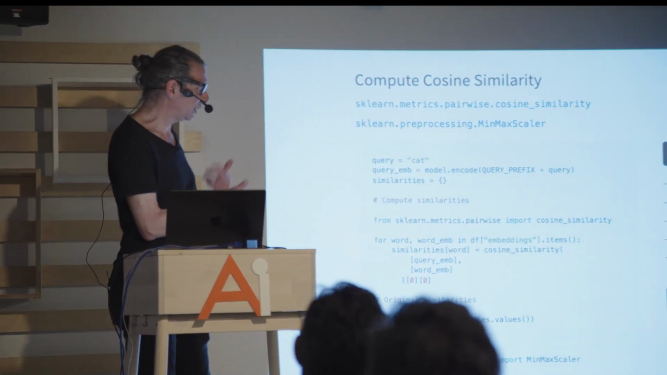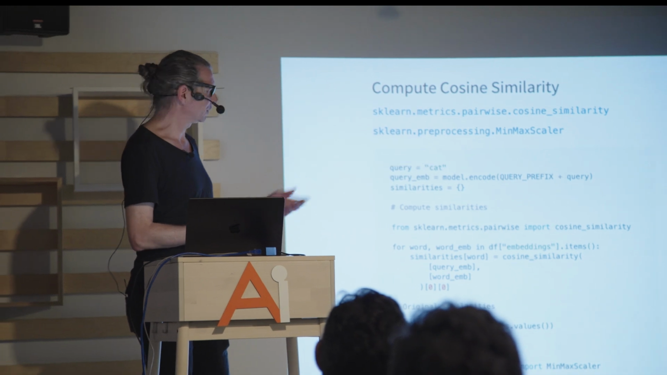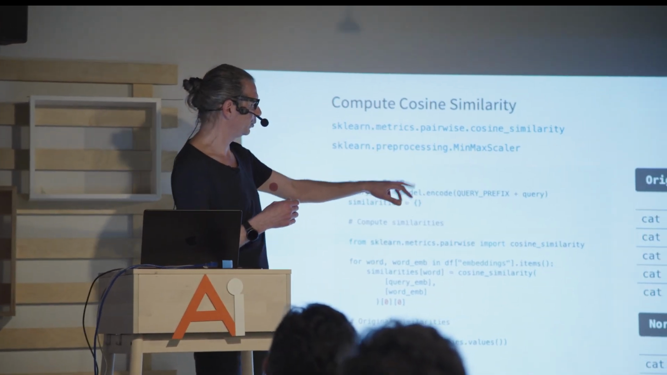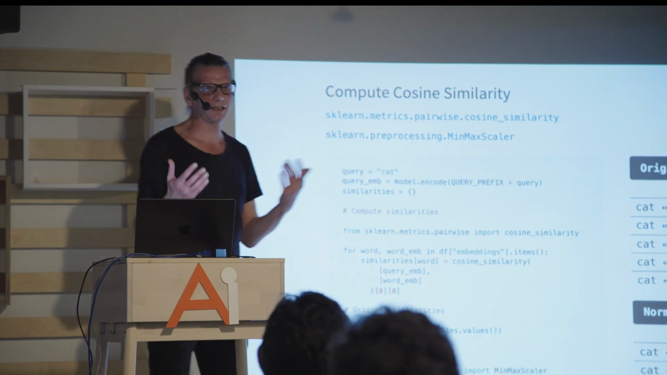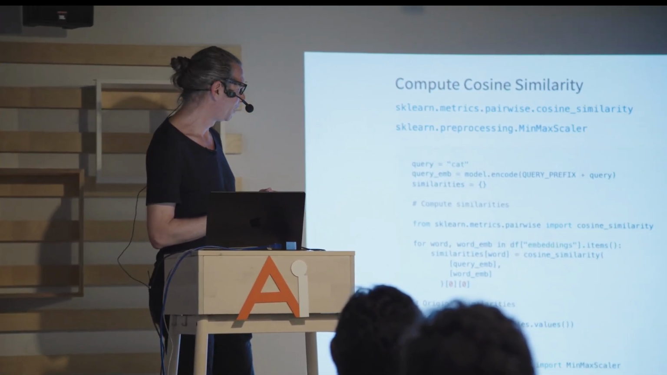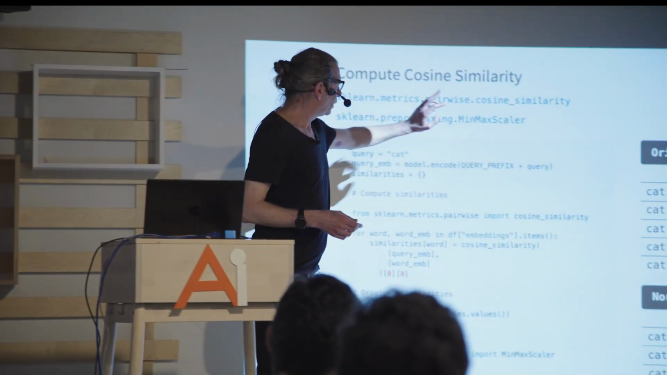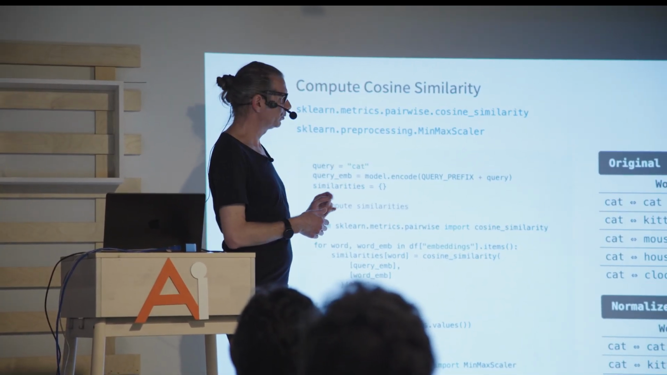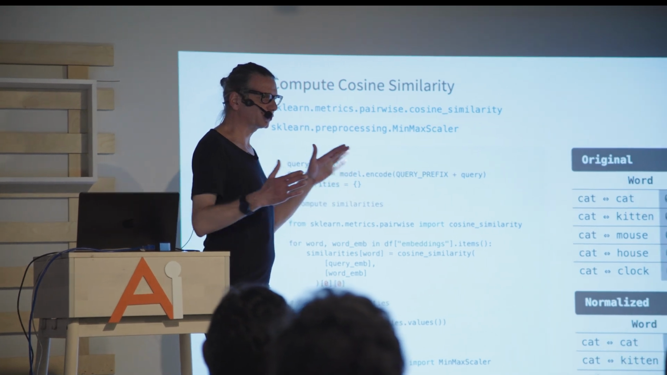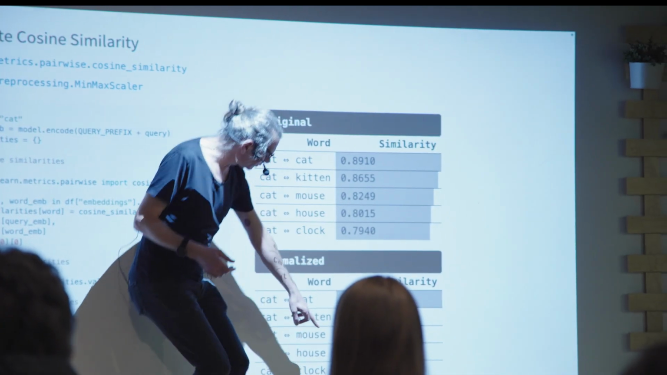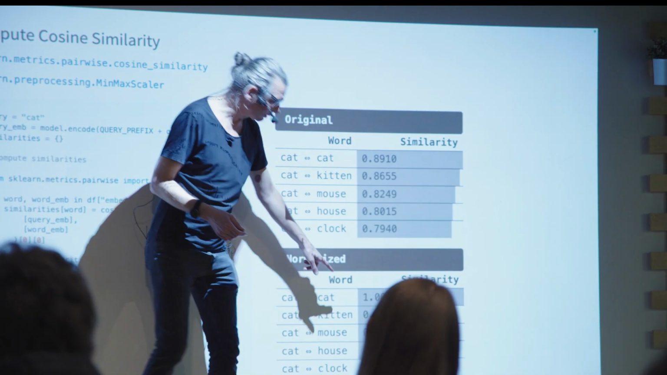But in order to understand more, because I don't know about you, but I can't really see a difference between 0.79 and 0.89. It's really hard to understand what's going on. We can include a min-max scaler, again from scikit-learn, and just crop these values. So this becomes 0, and this becomes 1.